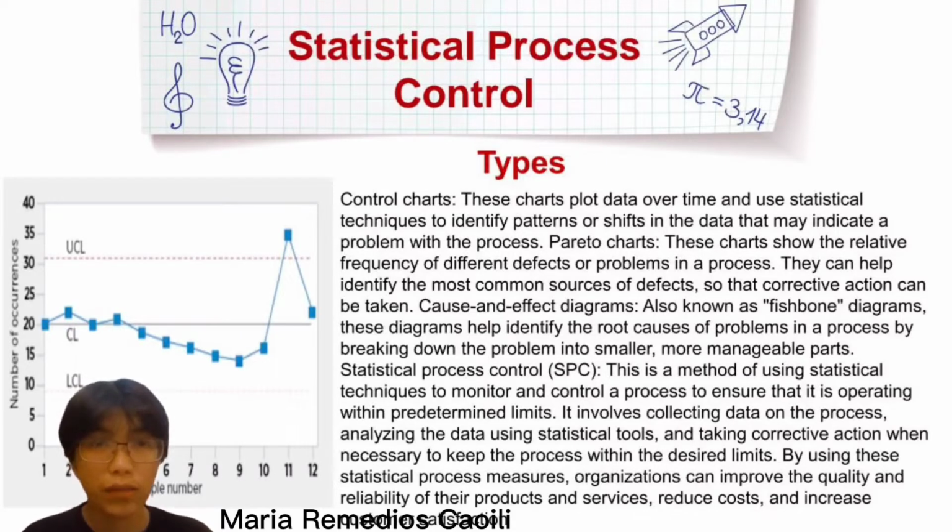Statistical process control is a method of using statistical techniques to monitor and control a process to ensure that it is operating within the predetermined limits. It involves collecting data from the process, analyzing the data using statistical tools, and taking corrective actions when necessary to keep the process within the desired limits. By using these statistical process measures, organizations can improve the quality and reliability of their products and services, reduce costs, and increase customer satisfaction.